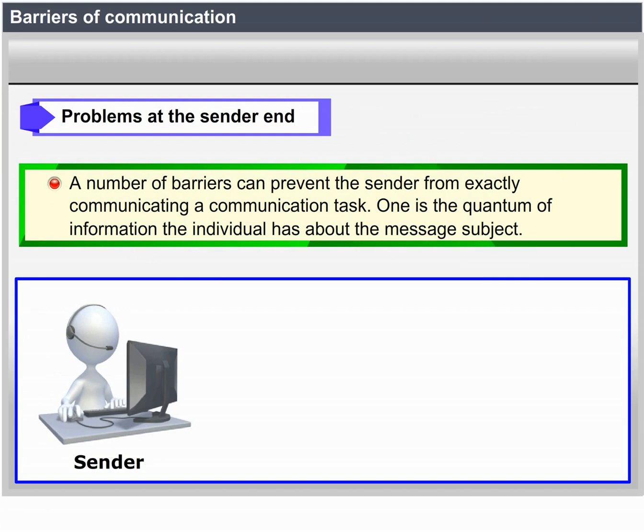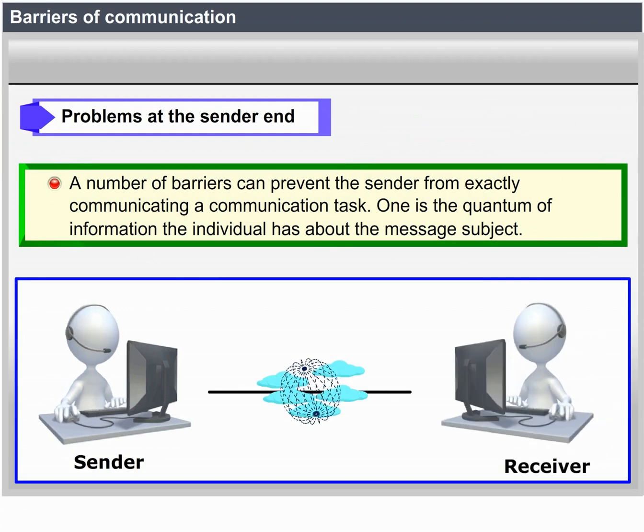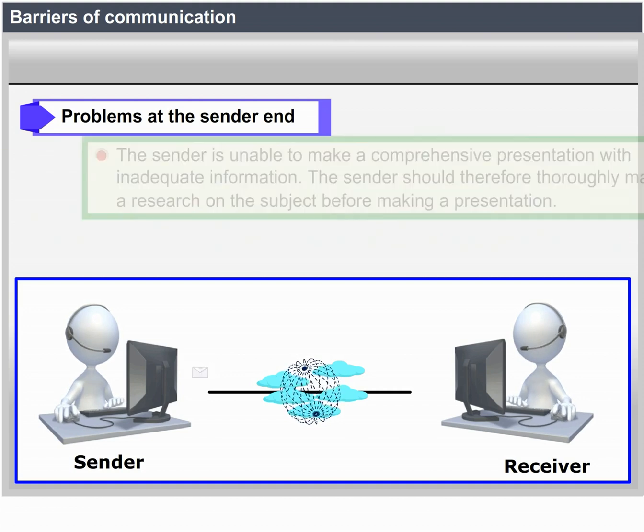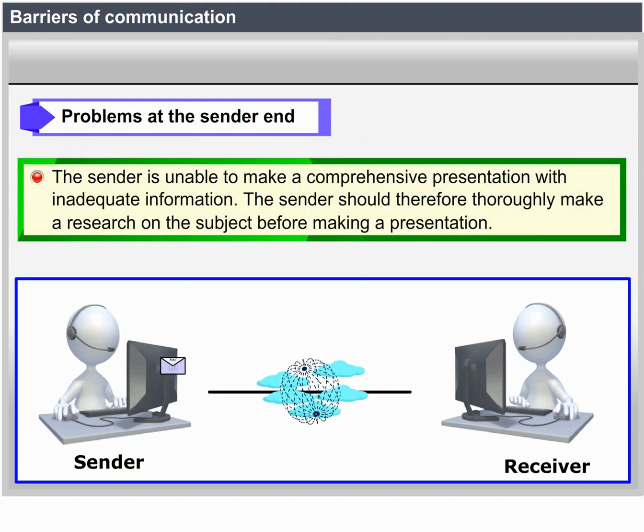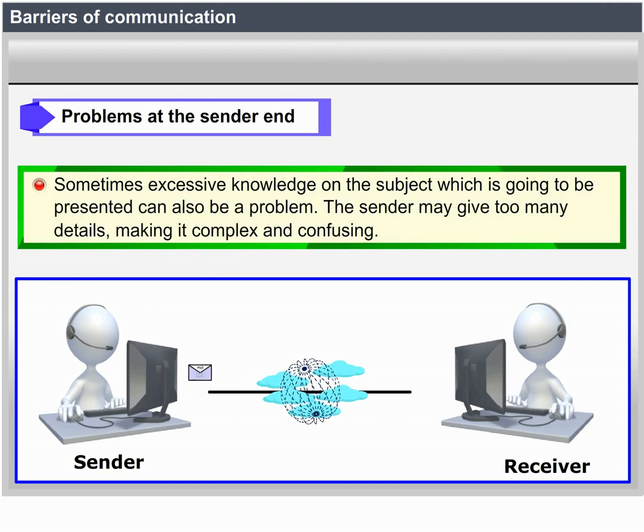A number of barriers can prevent the sender from correctly handling a communication task. One is the quantum of information the individual has about the message subject. The sender will be unable to make a comprehensive presentation with inadequate information. The sender should therefore thoroughly research the subject before making a presentation. Too much knowledge about the subject can also pose a problem. The sender may give too many details, making it complex and confusing.